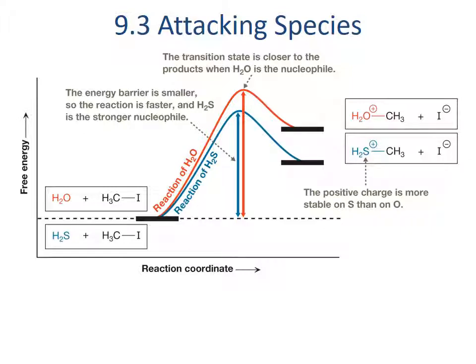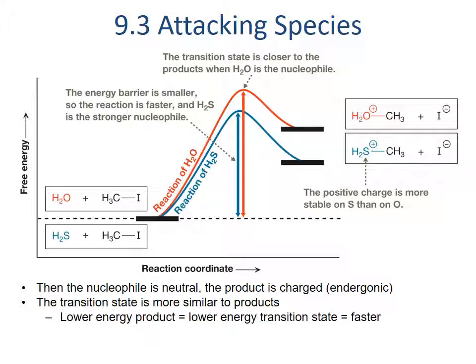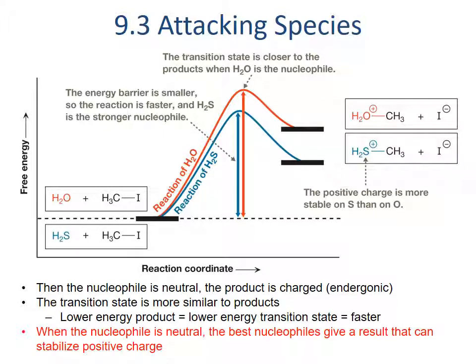compare these two reactions with neutral nucleophiles, the shape of the reaction coordinate diagram changes. This makes sense because we're going from two neutral species to two charged species. Since we are endergonic, the transition state is more like the products, and lower energy products are going to mean a lower energy transition state and a faster reaction. This points at a second consideration. When the nucleophile is neutral, the best nucleophiles will give a result that can stabilize the positive charge better.